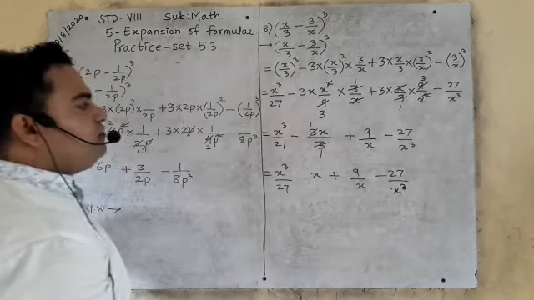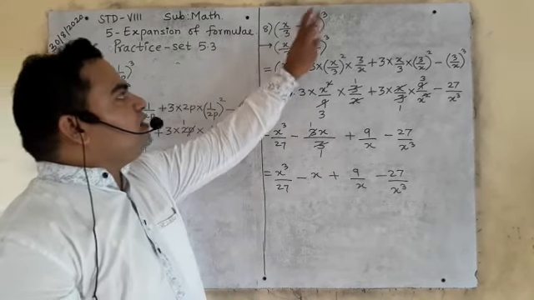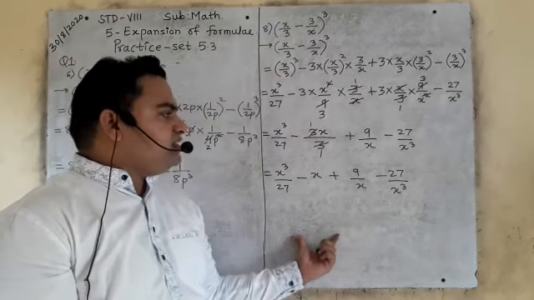So like this you have to solve these two binomial bracket cube. Is it clear? It is very simple, very easy.